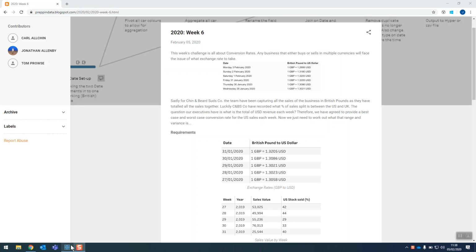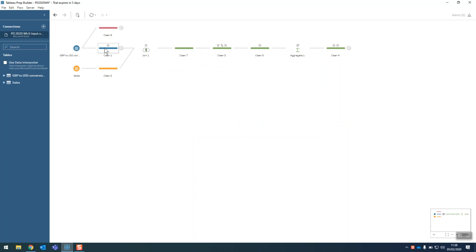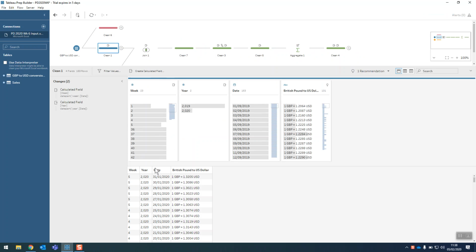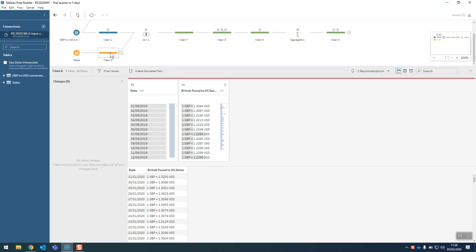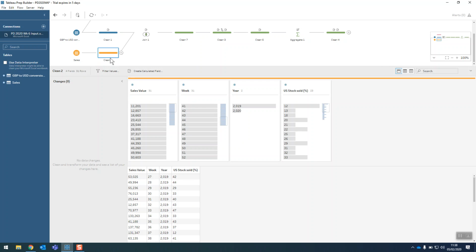So let's look at the inputs that we've got. First of all, we've got this list of dates, and we've got the conversion rate, basically. And down here for our sales, instead of a date, we've got the week number and the year number. And we've got the sales value and the percentage of that sales value that is taking place in the US.